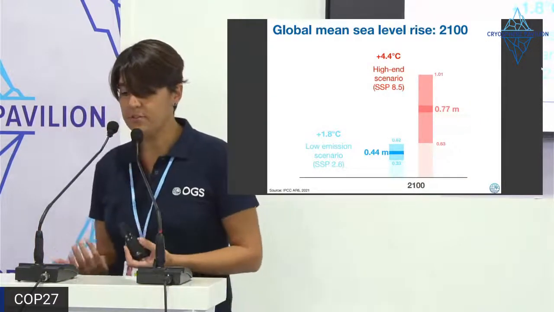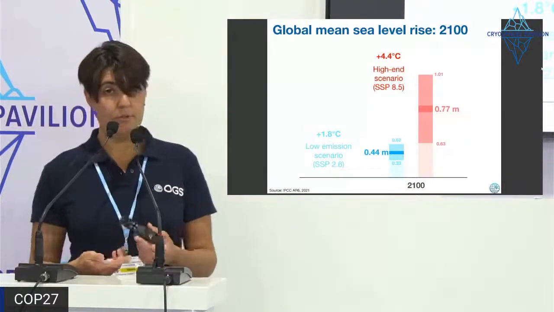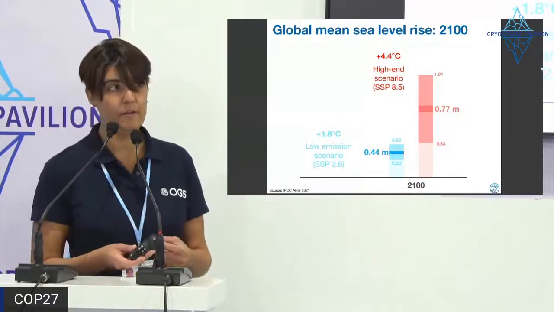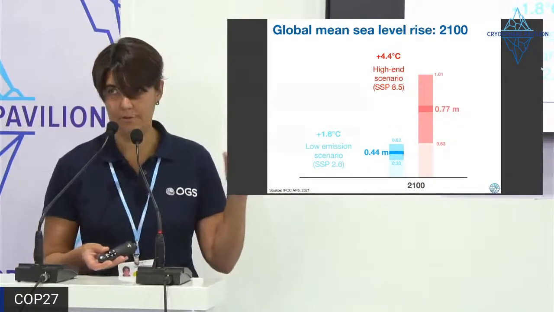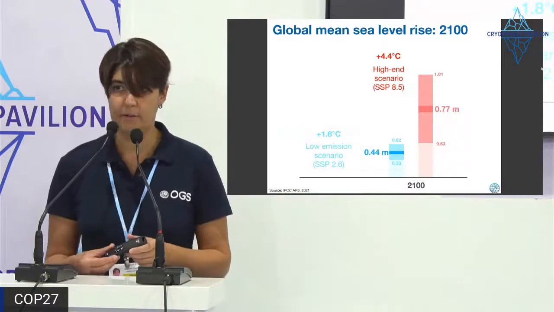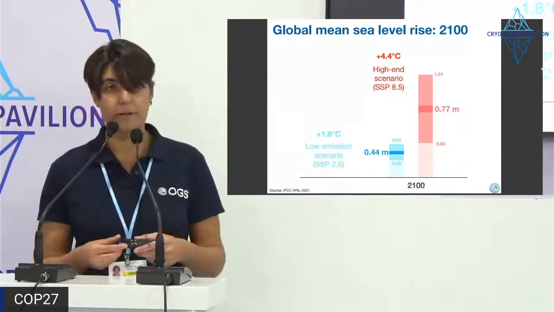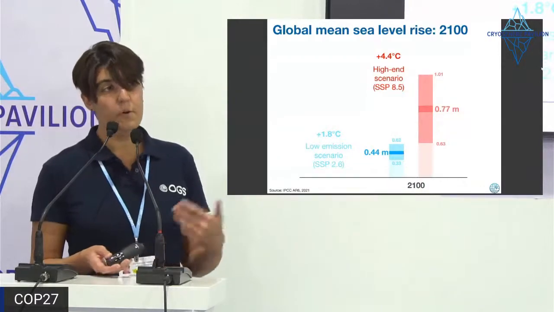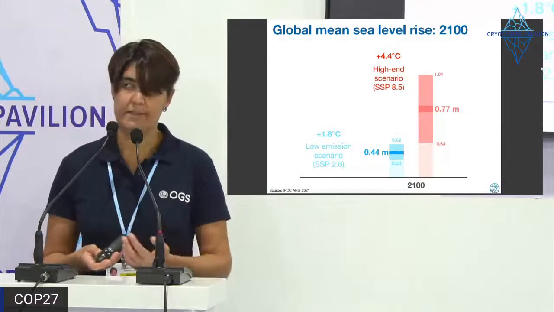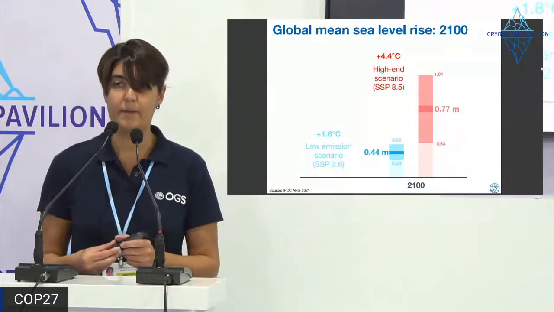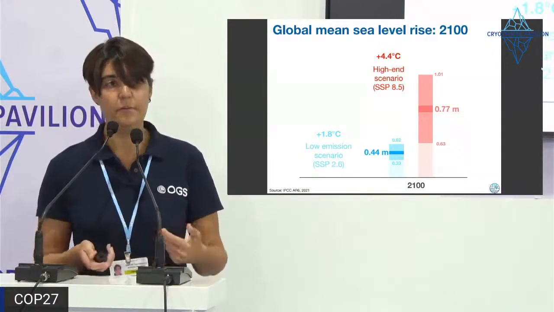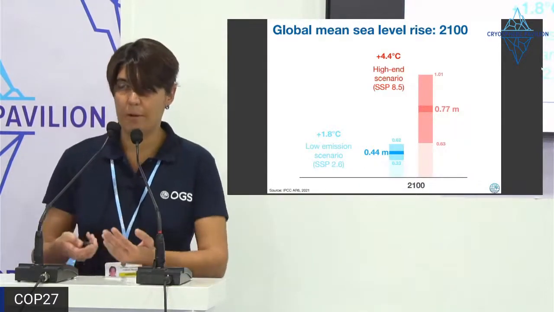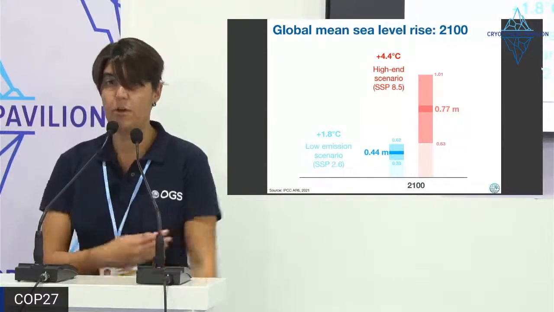In terms of projection, this is what we have by the end of the 21st century. If we consider the low emission scenario, that is about 2 degrees, the 2.6 scenario, and the 8.5 scenario, which is the worst case scenario, okay? In the low emission scenario, we reach about half a meter of sea level rise by the end of the century. And in the case of high emission scenarios, we reach a little bit less than 1 meter of global mean sea level rise.